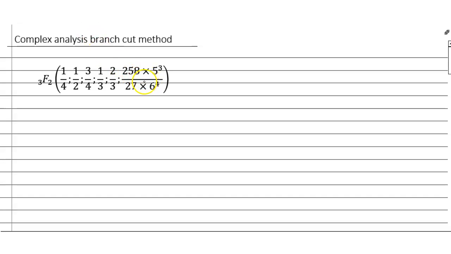Today's discussion is the complex analysis branch cut method. So friends, this problem is the hypergeometric problem. The problem is 3F2 of 1/4, 1/2, 3/4; 1/3, 2/3; 256/27 times 5 cubed divided by 6 to the power 4. So how can I solve this problem, friends? The problem is very easy.